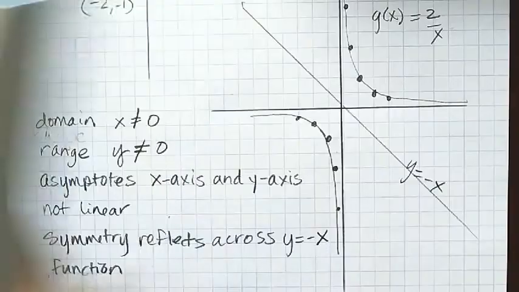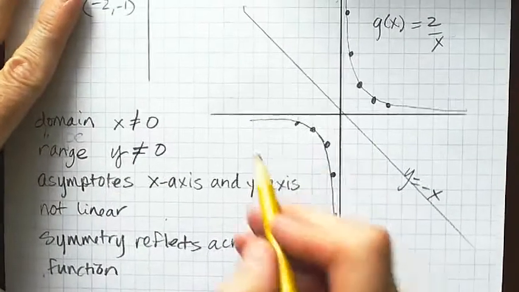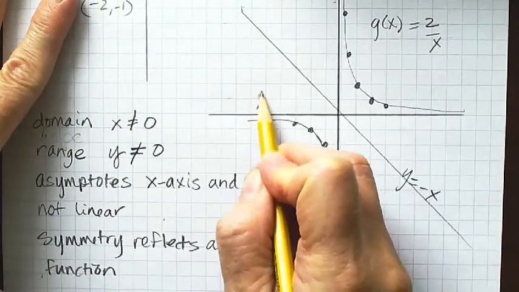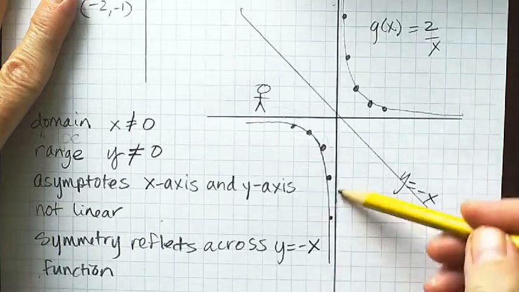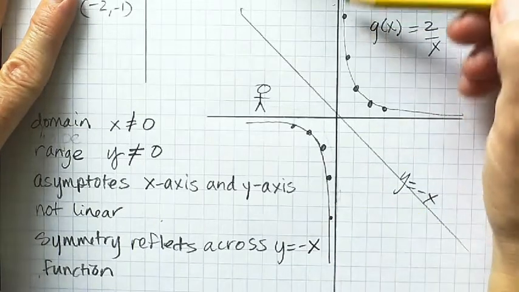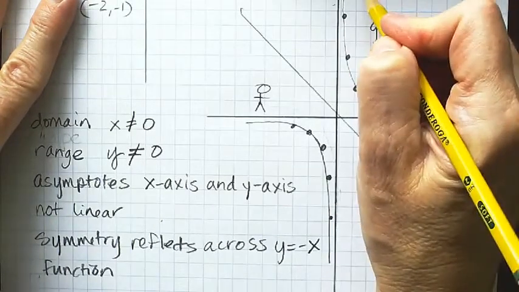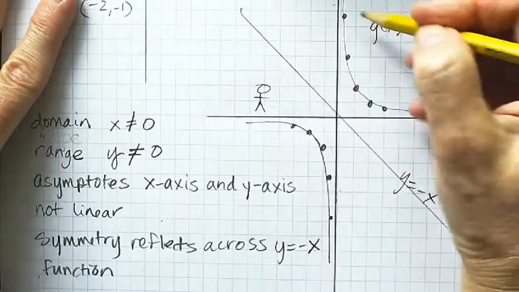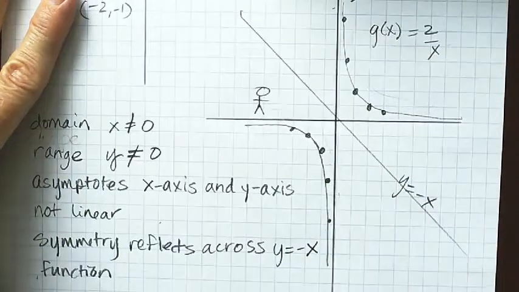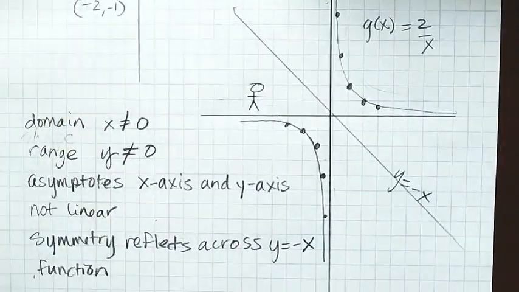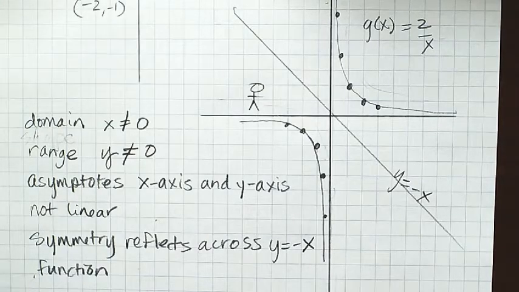For increasing, decreasing, remember you always read a graph from left to right. If you were walking from left to right, you would be going downhill until you got to 0. Then the graph is still decreasing over on this side, downhill. So decreasing, decreasing. But when you have an asymptote in there, you can kind of just focus on what the behavior is near the asymptote and focus on that.